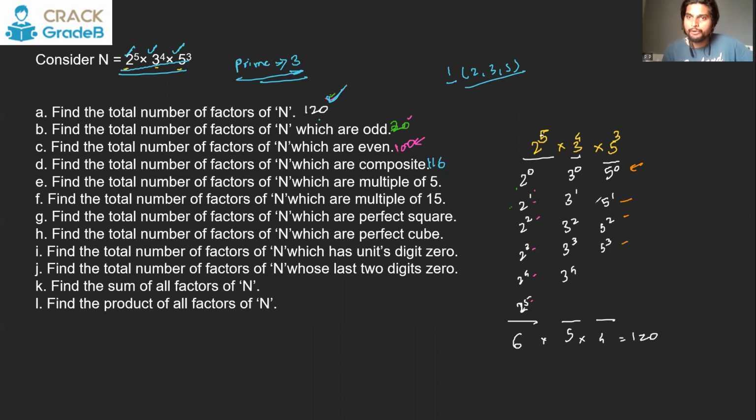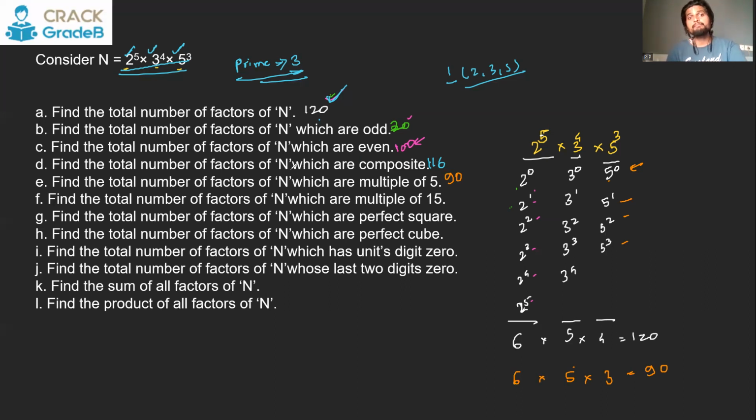So 5 raised to power 0 this time is not allowed. We have to have at least one of the 5. So from the powers of 5, we have these 3 options to pick from. This we cannot pick, because if you pick 5 raised to power 0, that means you are not picking any 5. Your number is not going to be a multiple of 5. So 5's available powers are only 3. And once you pick one of the 5's, all the 3's and all the 2's are welcome, because we have already made the multiple of 5. So 6 into 5, 30 into 3, 90. 90 of these 120 factors will be multiples of 5.